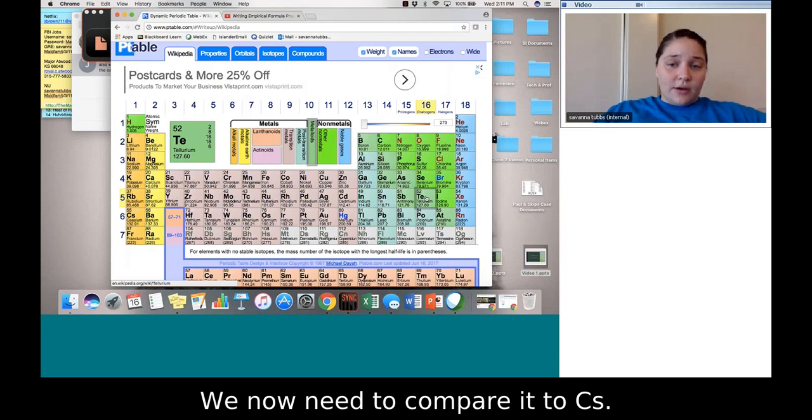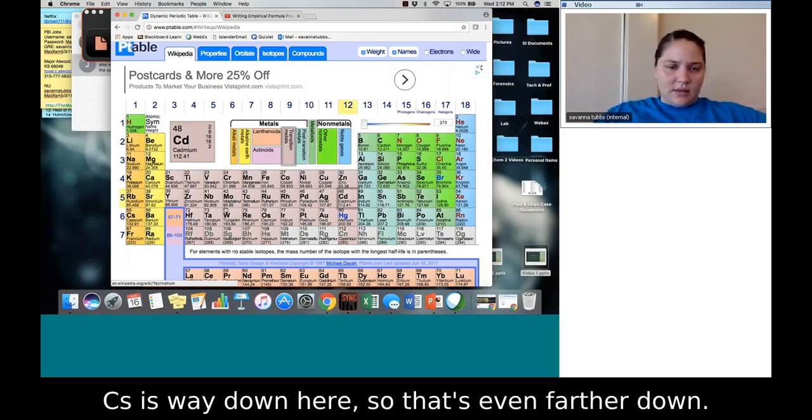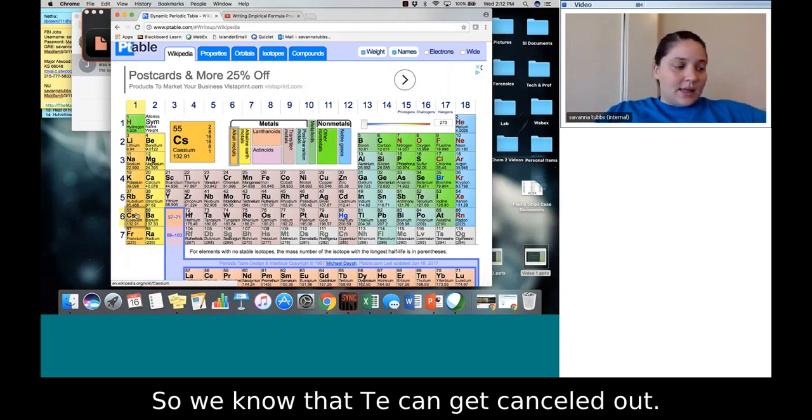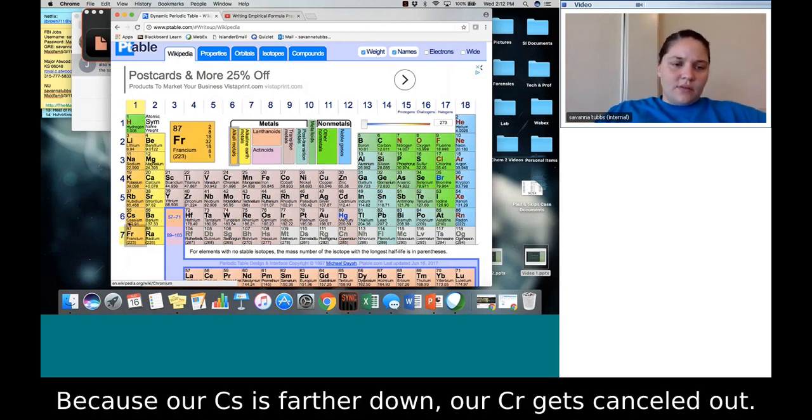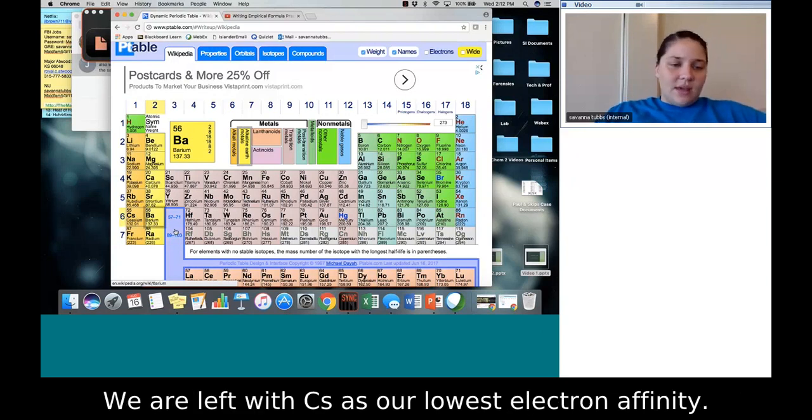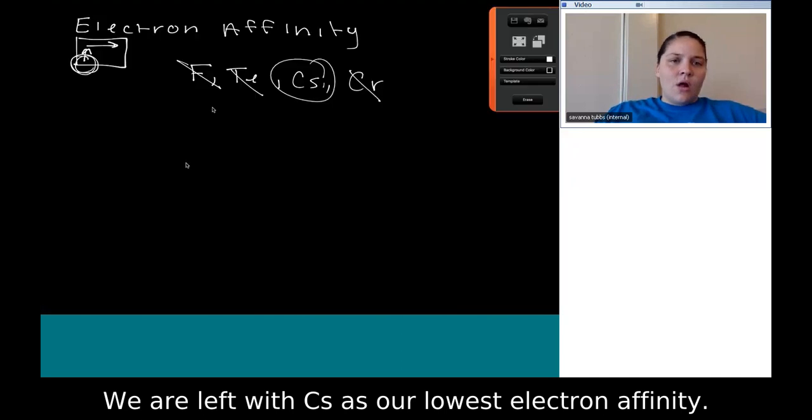We now need to compare it to Cs. Cs is way down here, so that's even farther down. So we know Te can get canceled out. And then we have Cr. Cr is right here. Because our Cs is farther down, our Cr gets canceled out, and we're left with Cs as our lowest electron affinity.